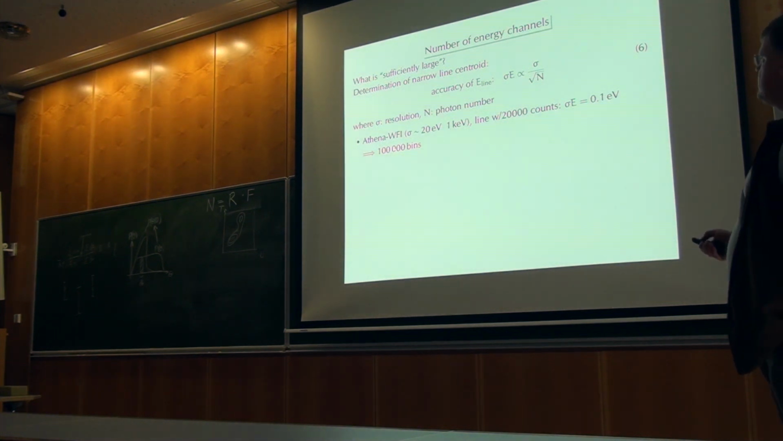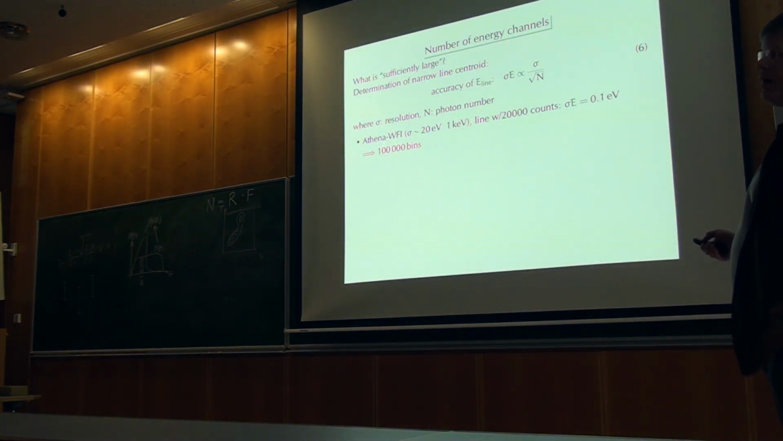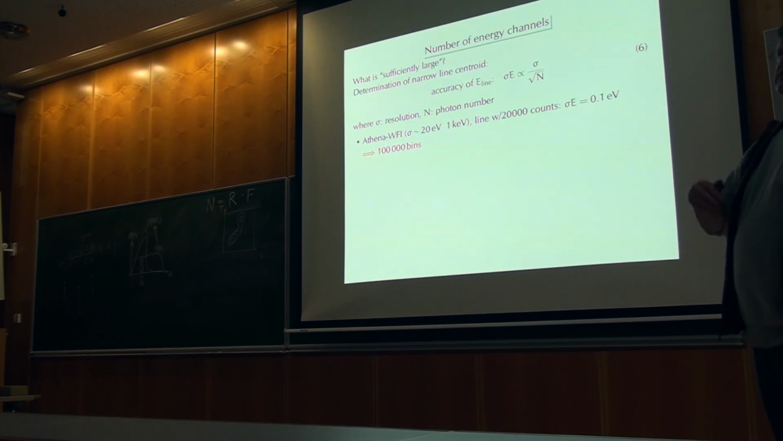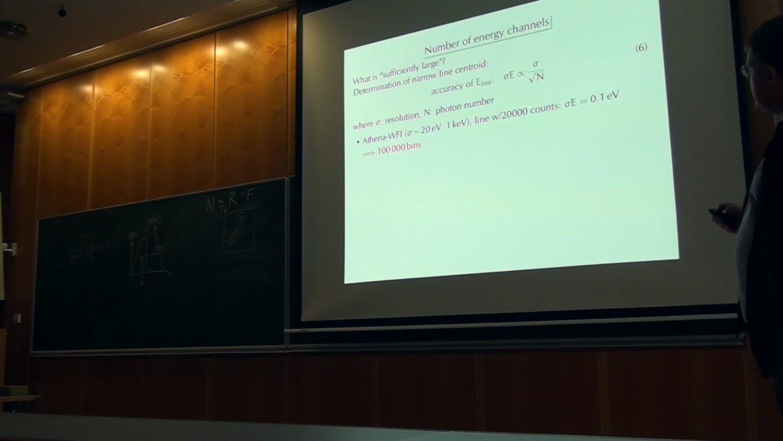Let's assume we have an instrument like the Athena microcalorimeter. We'll have a resolution at 1 keV that is approximately 20 electron volts. Let's take an OK star with an emission line that has 20,000 counts. Something that's a tenth of Capella will do this in a few kiloseconds with Athena. Okay? With this, you can measure the location of a narrow line with the instrument to 0.1 eV, so much better than the resolution of the instrument.